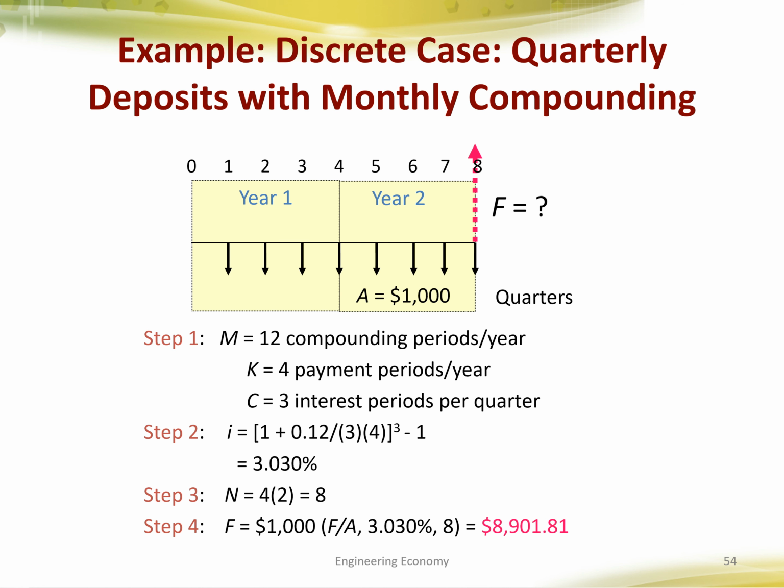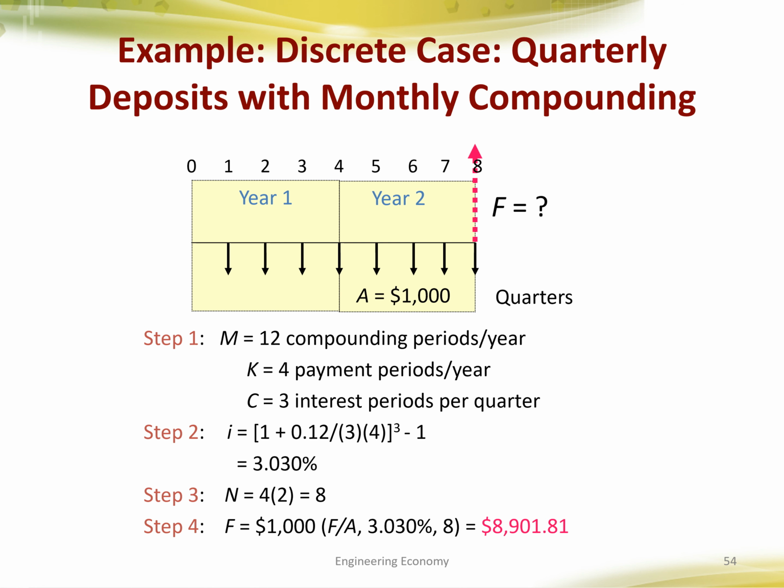Within that 3 months, we have 3 interest payments, and the payment periods per year will now be equal to 4. So in total, 3 times 4 equals 12 compounding periods per year. That is 12 months. So we can easily apply the equation we just showed, and we can get the effective interest rate over the payment period, which is a season or 3 months, will be 3.03%.